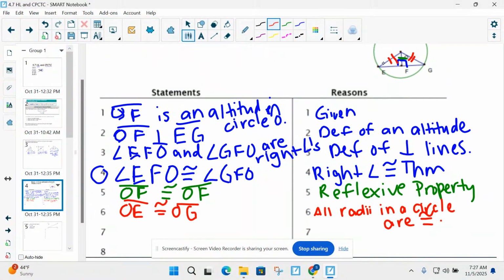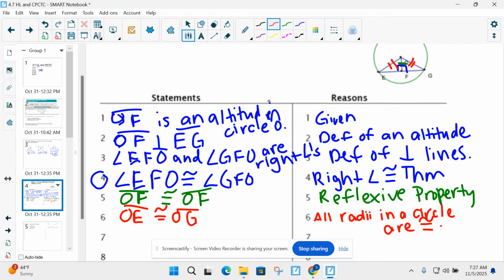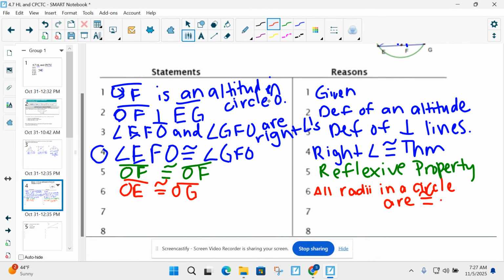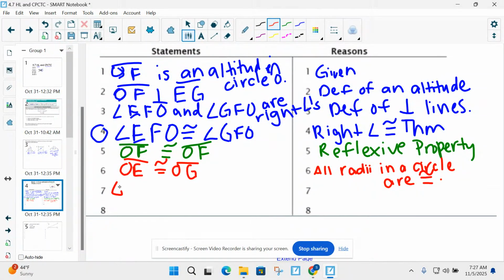So those would be your hypotenuse. Now since the leg and the hypotenuse are congruent, we can prove that the two triangles are congruent. So EFO and GFO. Triangle EFO is congruent to triangle GFO because of the hypotenuse leg theorem.